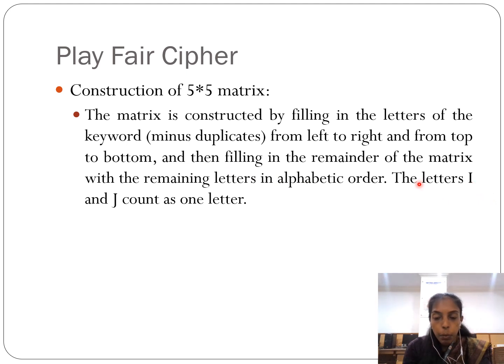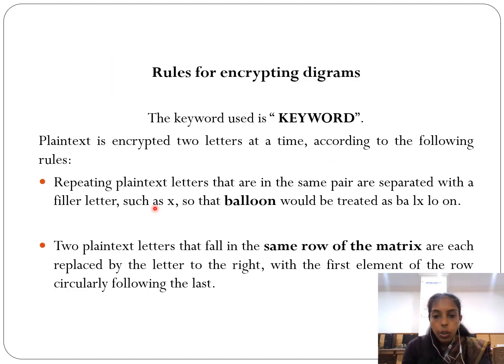And here another important rule is that the letters I and J are treated as one letter. I will go through an example, and then the procedure of constructing the 5 cross 5 matrix will be clear. And here we have some rules for how we have to encrypt the digrams. We'll see an example for constructing, with the plain text taken as the keyword.